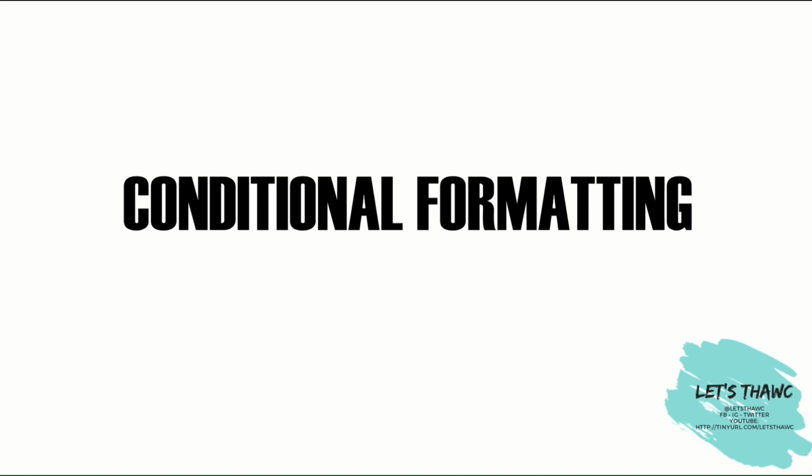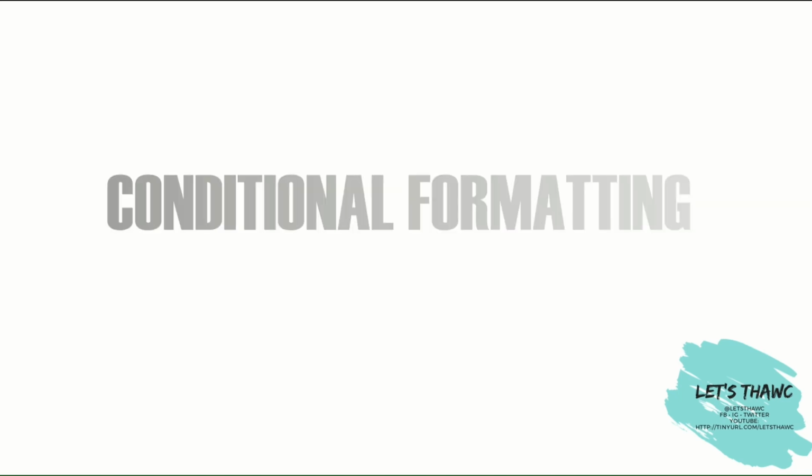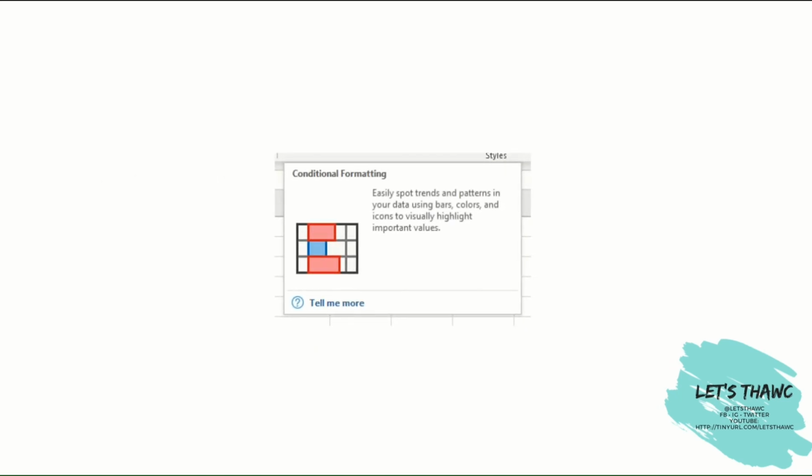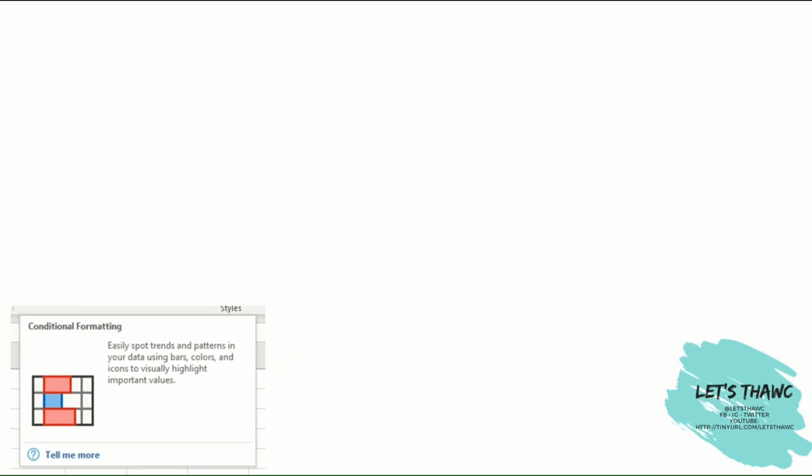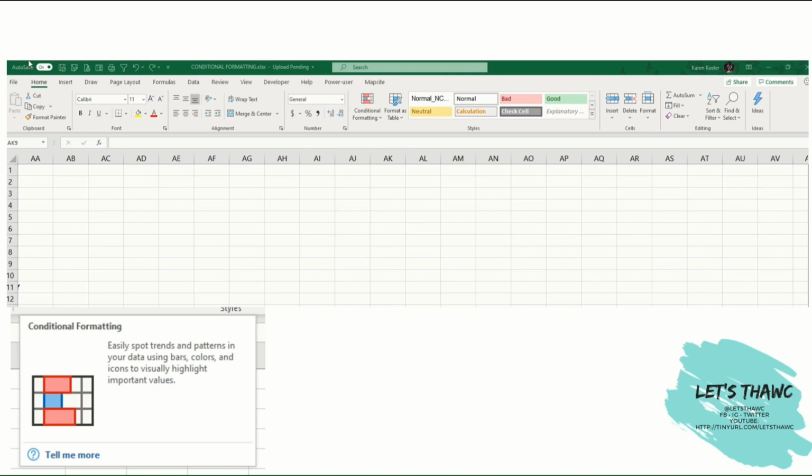For today, we will be talking about conditional formatting. Conditional formatting is another MS Excel feature that we can use in our tasks and projects. It easily spots trends and patterns in your data using bars, colors, and icons to visually highlight important values.